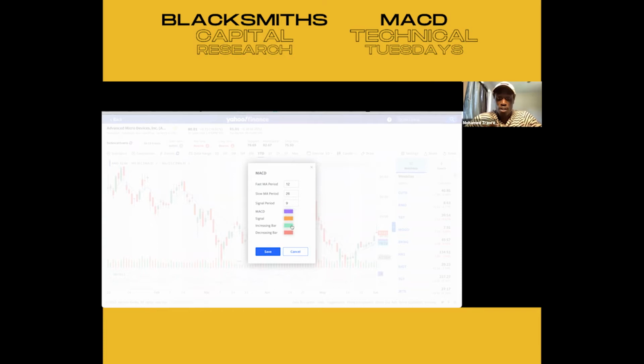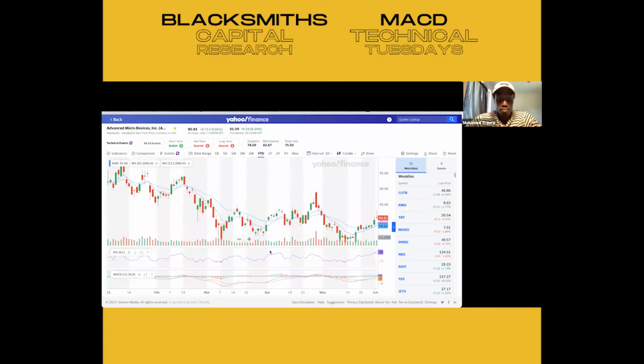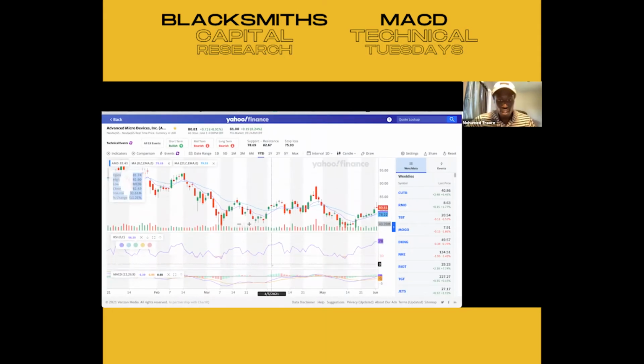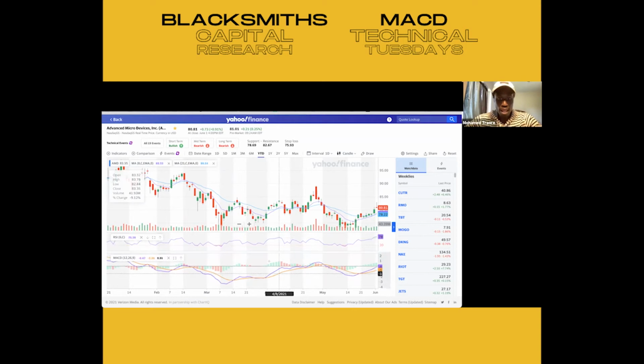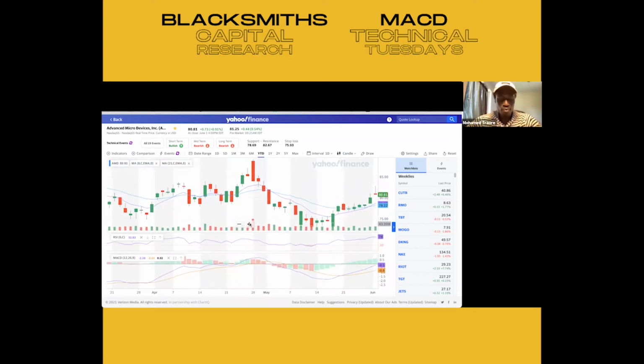Increasing bars I'm going to keep in green, decreasing bars I'm going to keep in red. These increasing and decreasing bars are histograms. So I'm just going to show you what that looks like real quick. All right, so I'm going to change this chart up, move some of these things around so you can view this a little better down here. So we see our MACD down here at the moment. Just going to zoom in slightly.